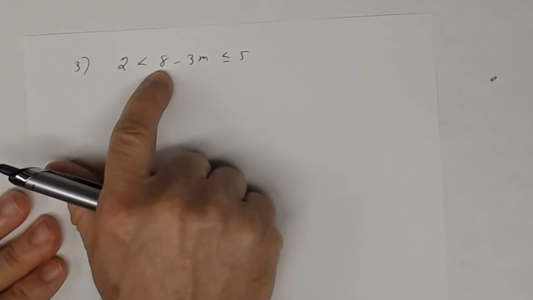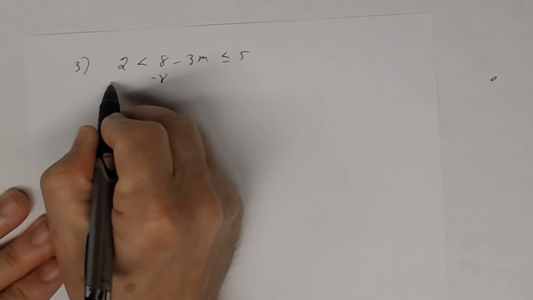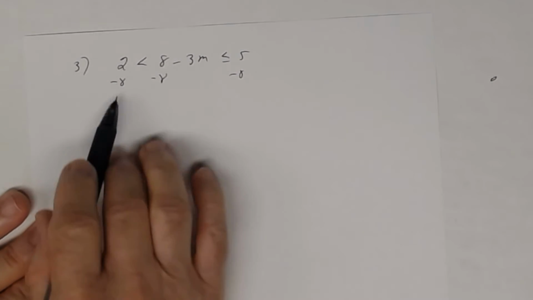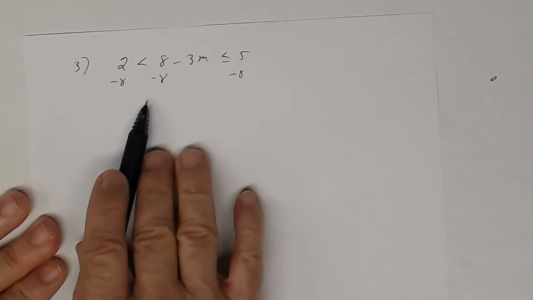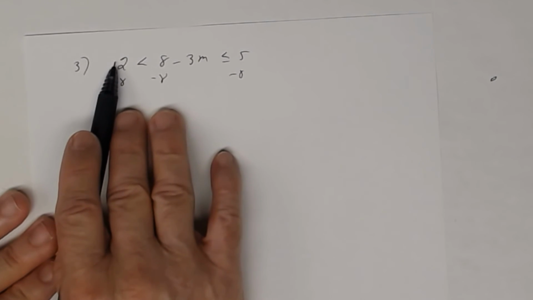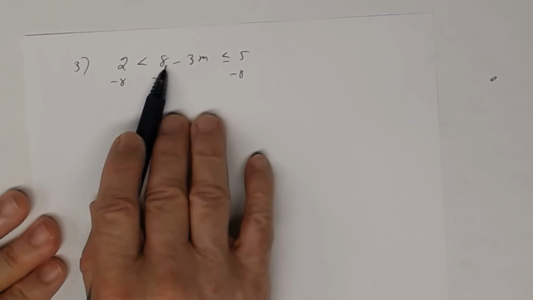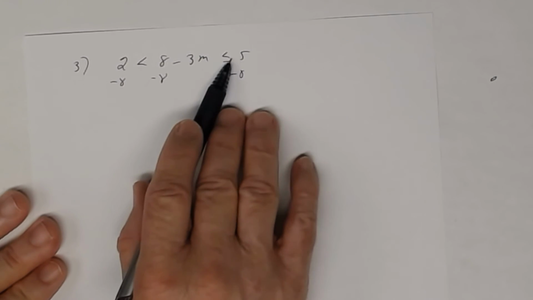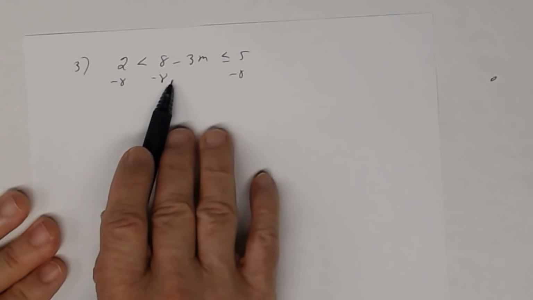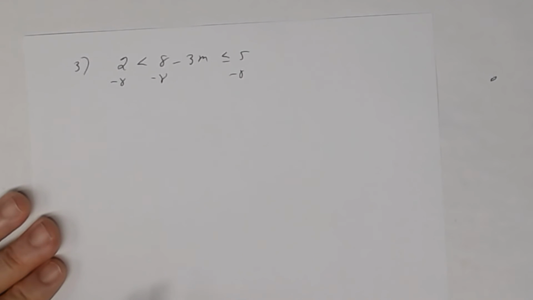So I got to get rid of this 8. To get rid of this, I'm going to have to subtract 8 from all parts, just like this. What you do to one part, you have to do to the other. So on the left side, you say subtract 8. In the middle part, you say subtract 8. And on the right part, you say subtract 8. You must show all these parts.